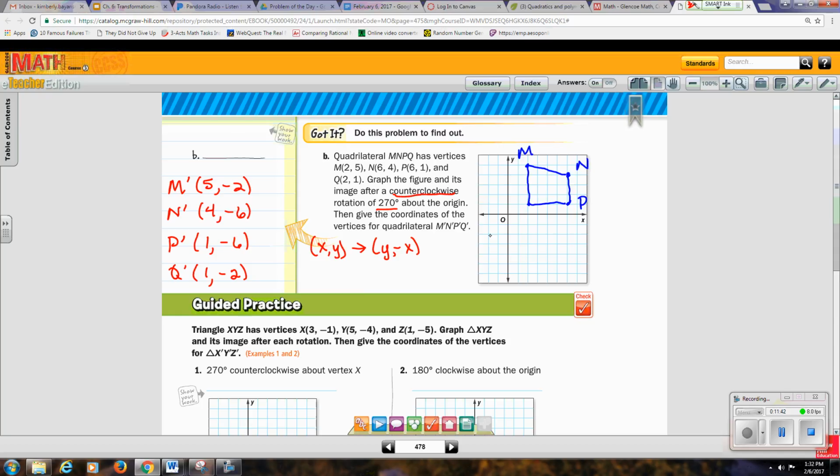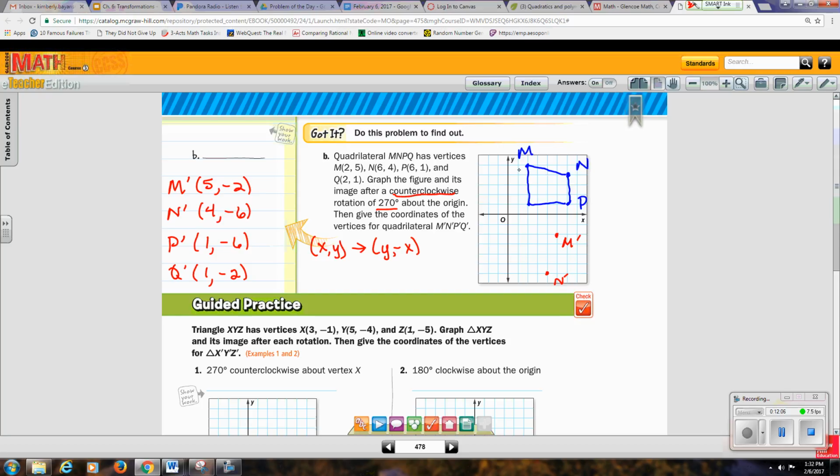I like this. For me, rotations are hard just to do. I have to use this and then graph. So now let's graph. So 1, 2, 3, 4, 5, negative 2. Okay, so there's my M prime. N prime is 4, negative 6. 1, 2, 3, 4. 1, 2, 3, 4, 5, 6.